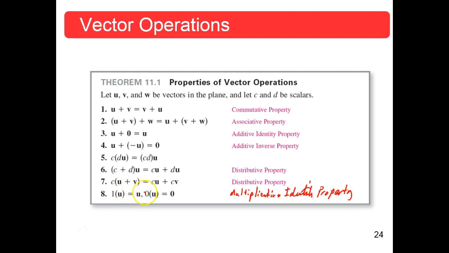The second of these is 0 times u is a 0 vector. And that's kind of the zero product principle in some senses. I'll write it down. It's not quite the same, but it's pretty close. Zero product principle or property.